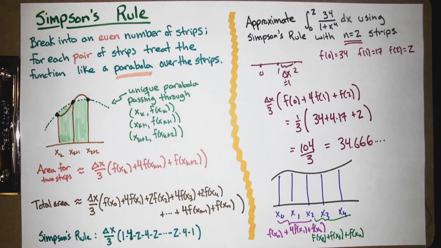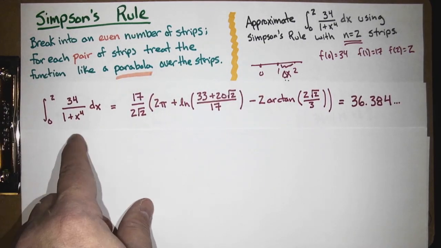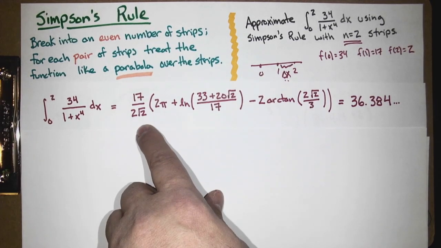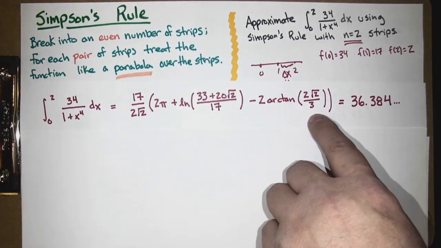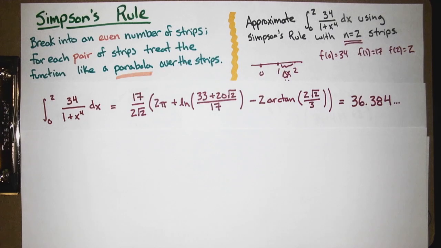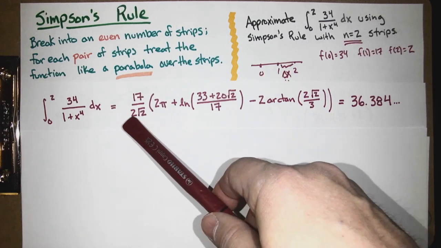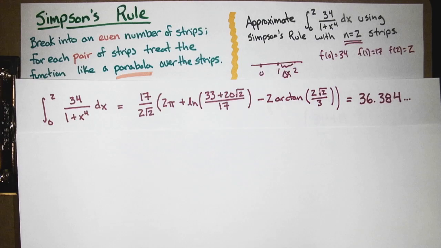Do you want to know what the actual value is? So this integral is 17 over 2 root 2 times 2 pi plus log of 33 plus 20 root 2 over 17 minus 2 arctangent 2 root 2 over 3. I know. You're like, of course it is. 36.384. And yeah. Okay. You probably would say, you know what? I would probably just prefer an estimate. It's going to be more useful.